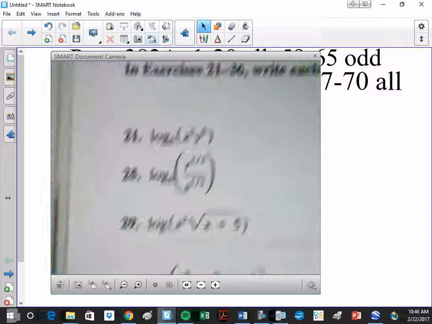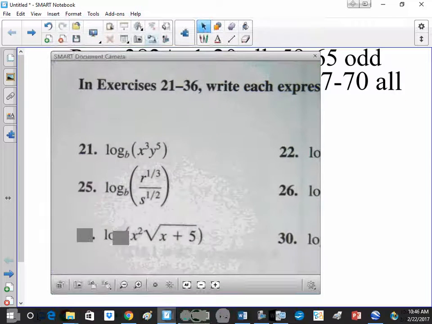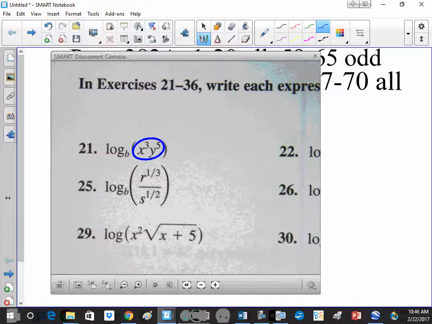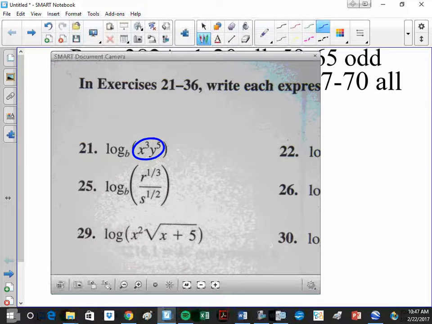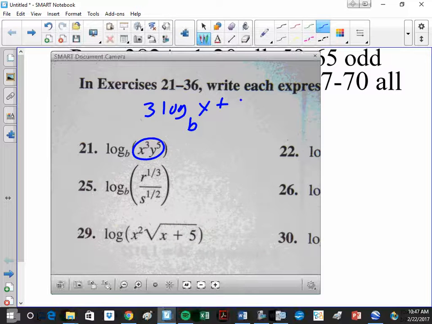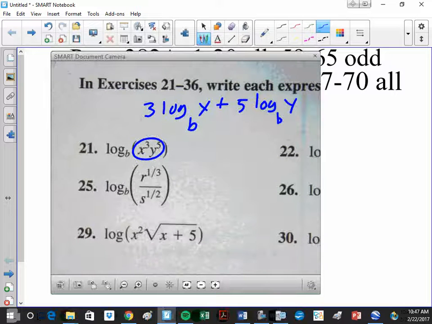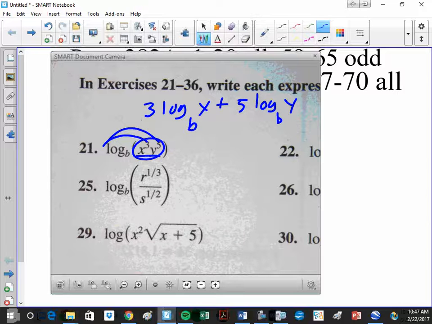So number 21, we need to expand this. Well, I have a product of 2 factors, and each factor has an exponent. So I'll split this into 2 positive logarithms, and I'll drop the power on both of them. So this will be 3 log base b of x plus 5 log base b of y. Does everybody understand that? So I drop the 3 and I drop the 5, and both of those are in the numerator, so when I split them, they're both positive.